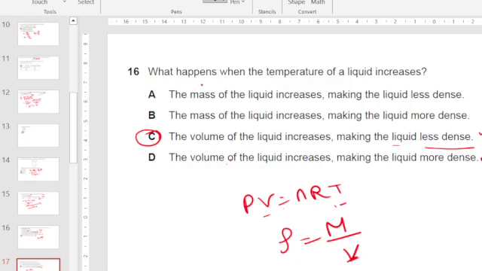So what happens when the temperature of the liquid increases? The volume of the liquid also increases, making the liquid less dense. Option C is a correct option.